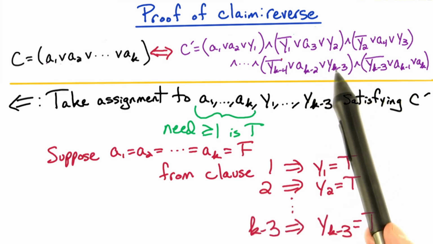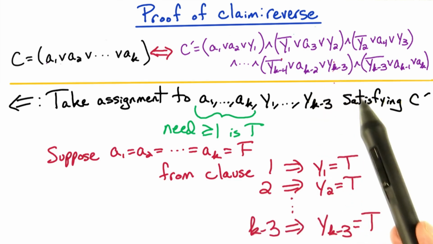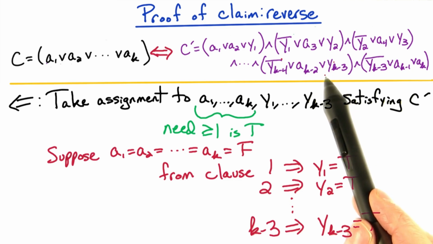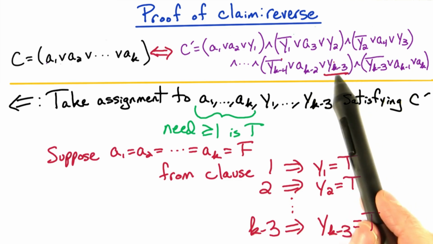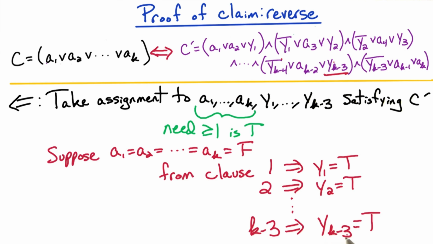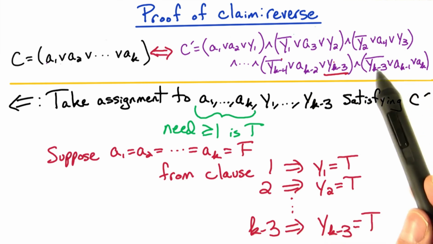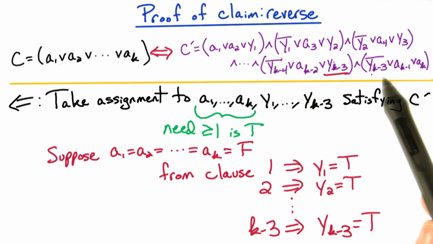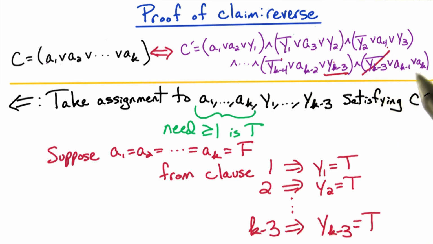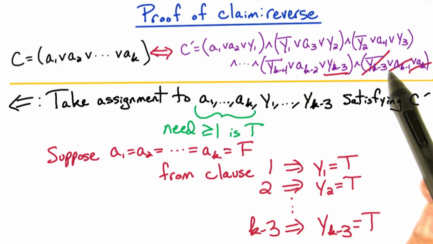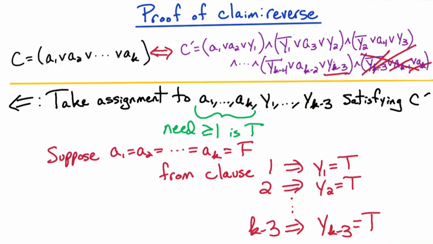Continuing on, look at the penultimate clause. In order to satisfy this penultimate clause, we have to satisfy this literal. So we have to set Y(k minus 3) to be true. Now look at the last clause. Well, Y(k minus 3) is set to true, so this literal is not satisfied. Similarly, these last two literals are not satisfied because they're set to false. So this clause is not satisfied. That means that C prime is not satisfied.